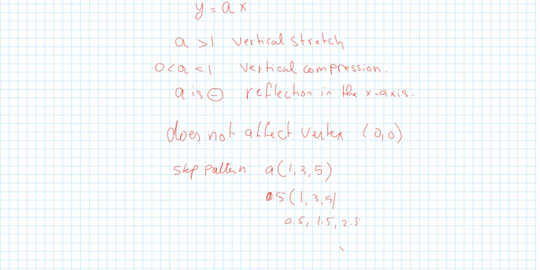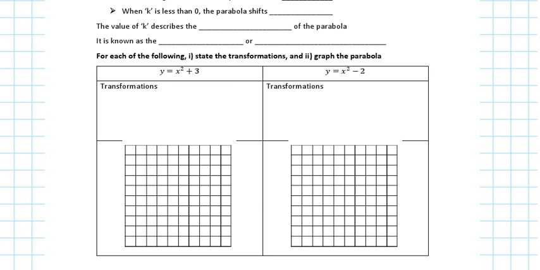Now the question is, what if I have some other kind of transformation? So what if I have something added to the x squared? So y equals x squared plus something, or minus something, okay? So I need you guys to go to this lesson right here. So you see this page? Just skip this page for now. I don't want you to look at this page for now. Just go to the next page, please.